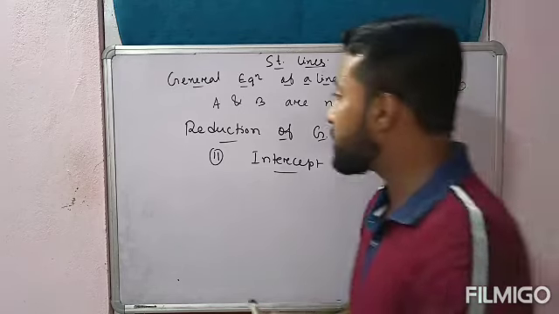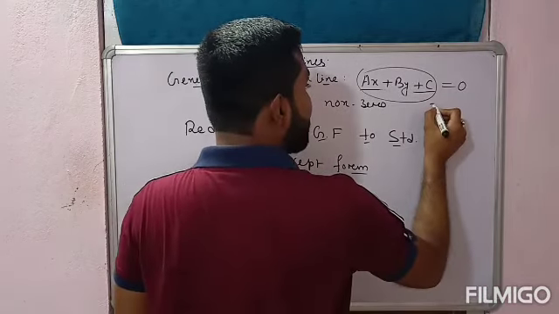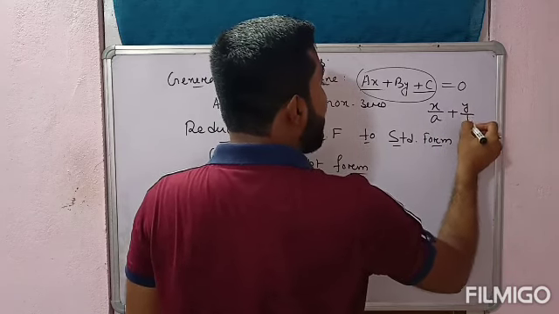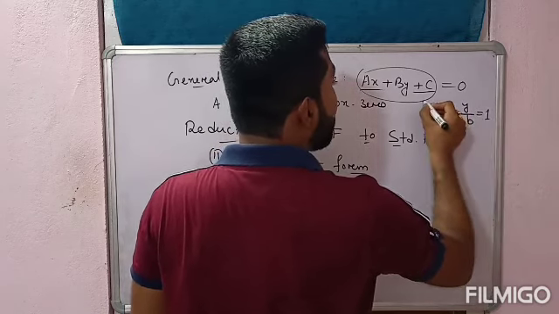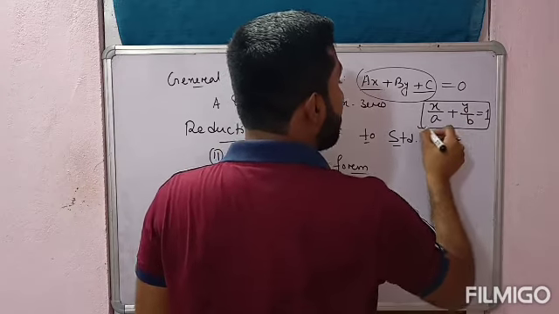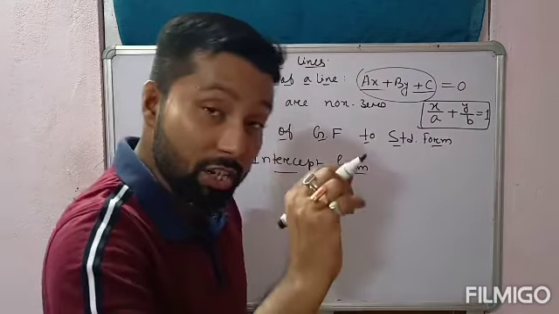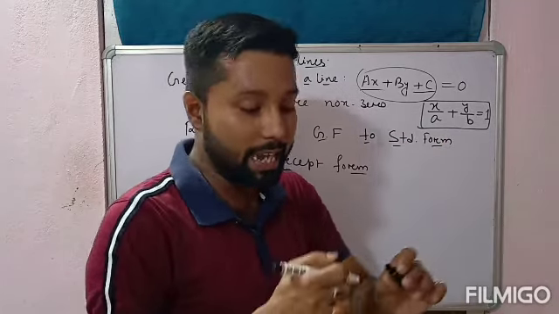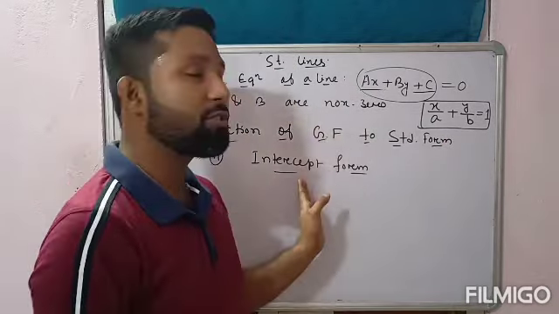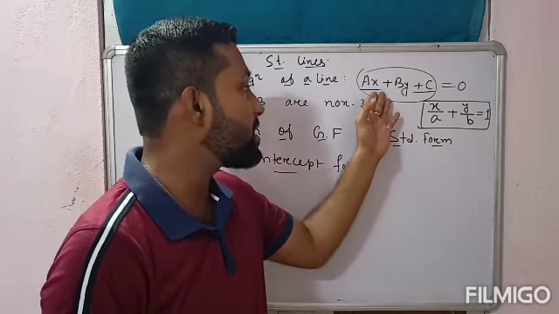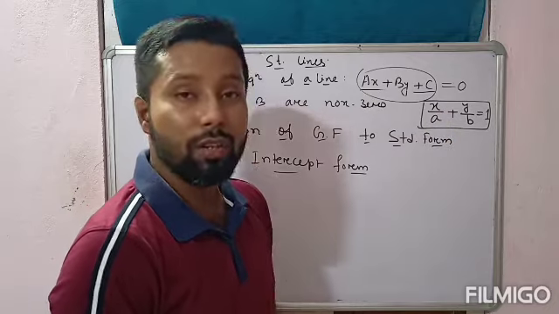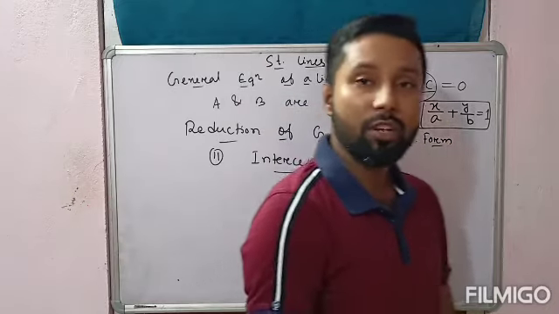What is the standard equation of intercept form? We know that the standard equation of intercept form is x by a plus y by b is equal to 1. This is the equation of a line in intercept form. इसका भी derivation में दे दिया already. ठीक है? So whenever you are asked to convert any general equation into intercept form, first thing you should know is the standard equation of intercept form.